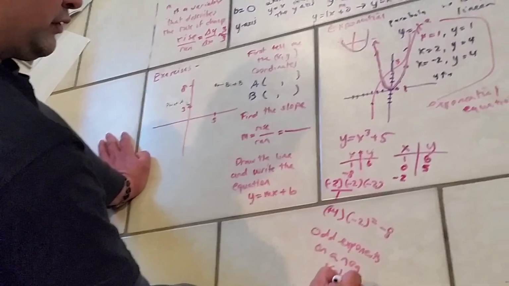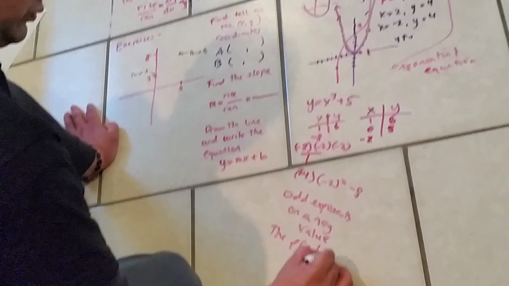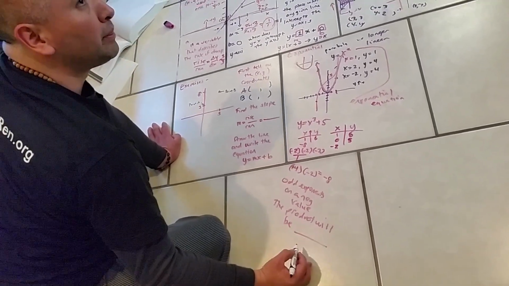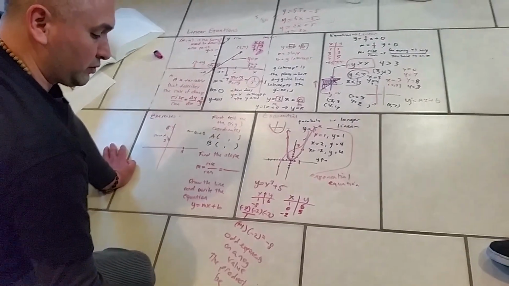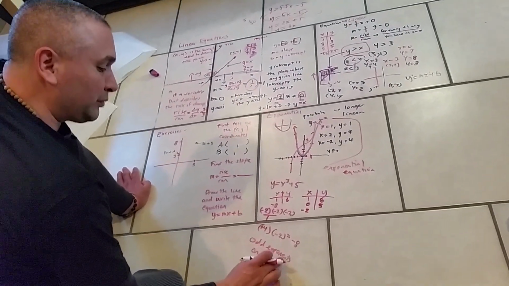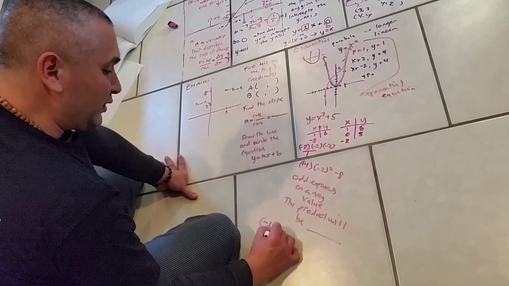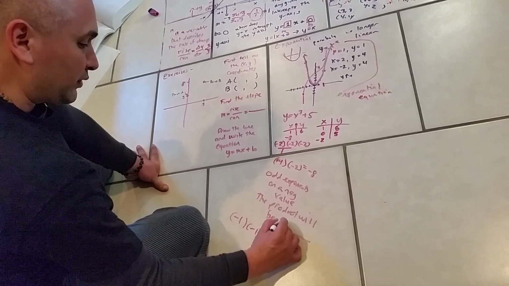So every time you have odd exponents on a negative value, the product will be what? Positive or negative? What's the name? Order of operation. No, odd exponents on a negative value, the product will be, so if I have negative times negative times negative, that'll be negative.